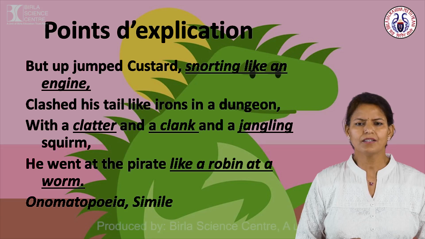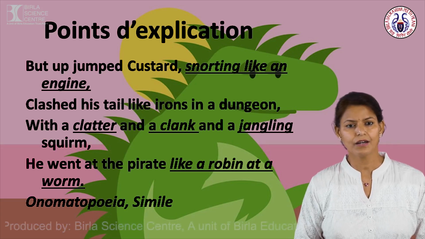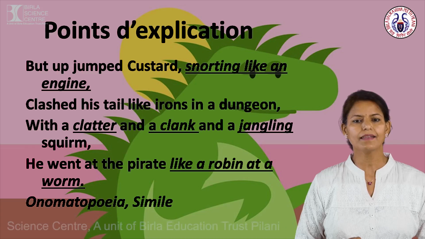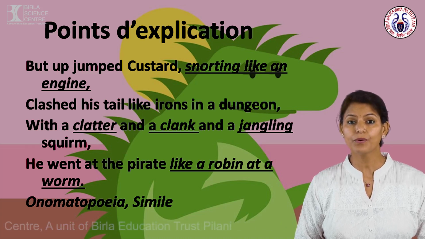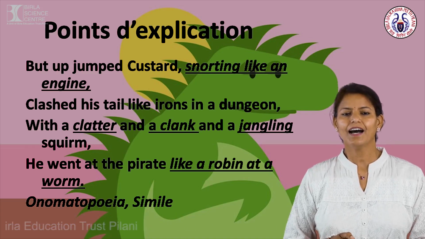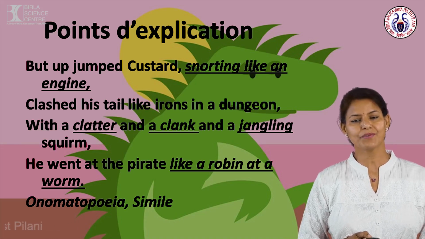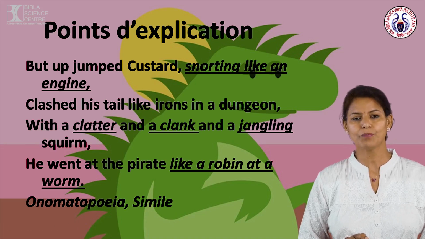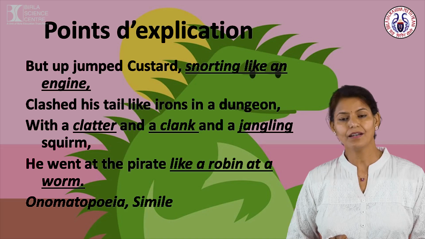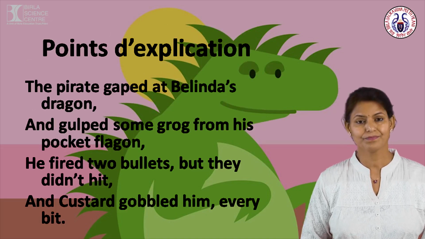But up jumped Custard, snorting like an engine, clashed his tail like irons in a dungeon. With a clatter and a clank and a jangling squirm, he went at the pirate like a robin at a worm. So again, clatter, clank, jangling are the usage of onomatopoeia. These are the metallic sounds produced when the chains or metal objects are lashed against the floor or a wall. "Snorting like an engine" and "like a robin at a worm" are the usage of a simile.